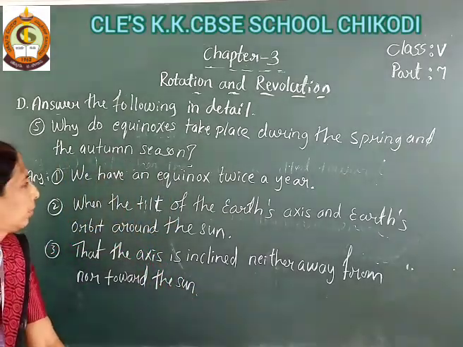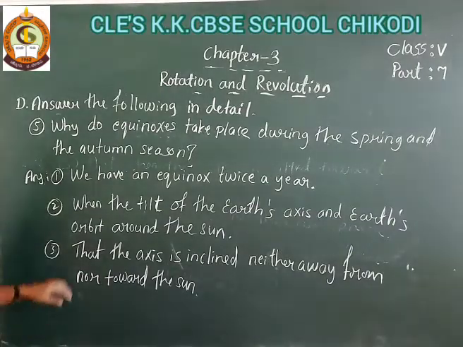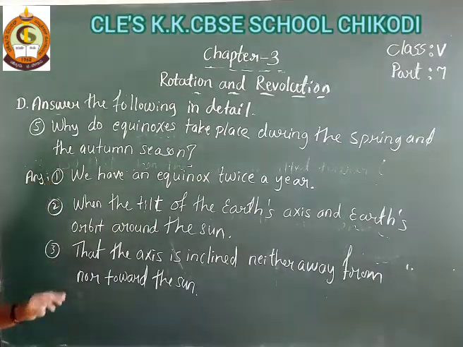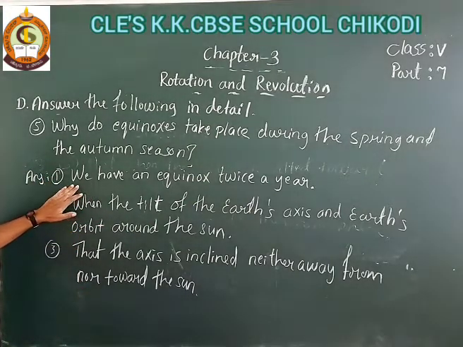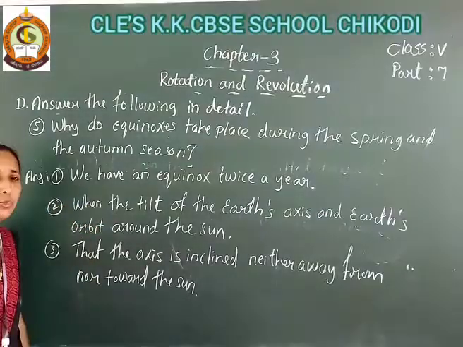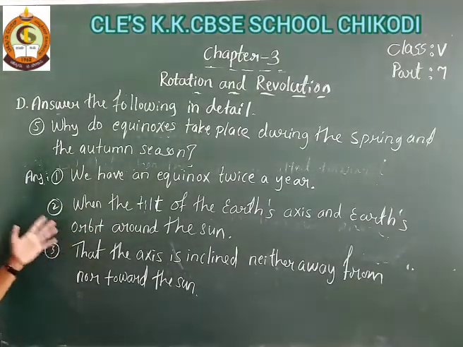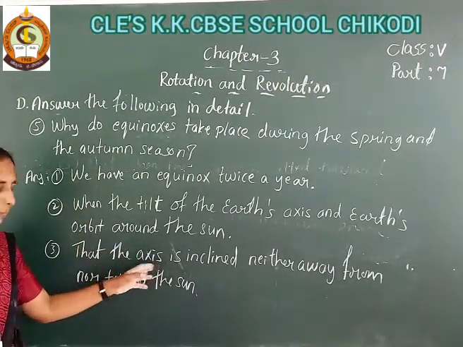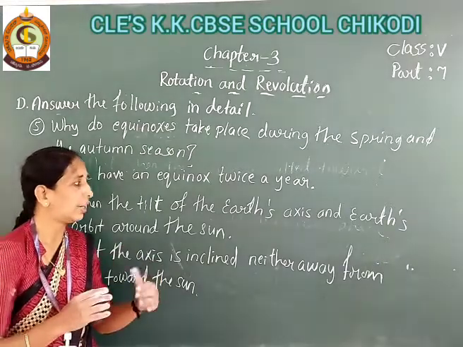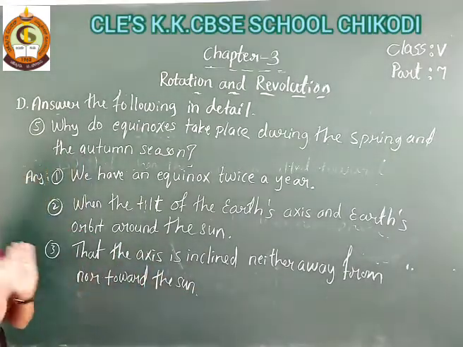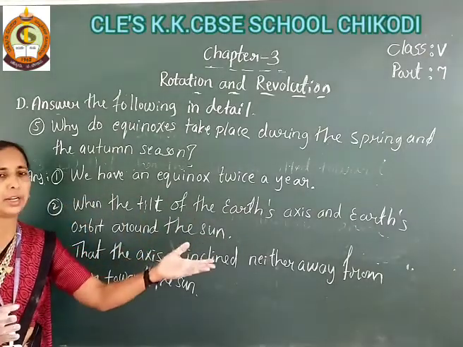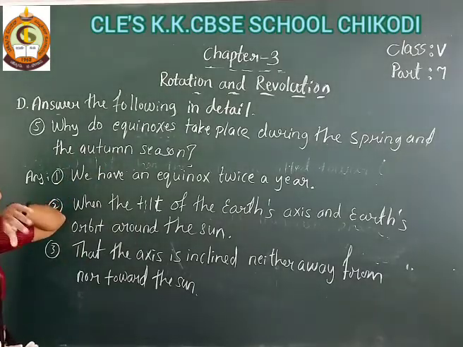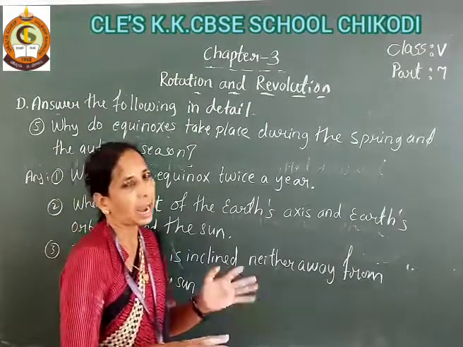See, student, question number 5. Why do equinoxes take place during the spring and the autumn season? Answer. First point, we have an equinox twice a year. When the tilt of the Earth's axis and the Earth's orbit around the sun combine, so that the axis is inclined neither away from nor towards the sun. So equinoxes take place during spring and autumn season.